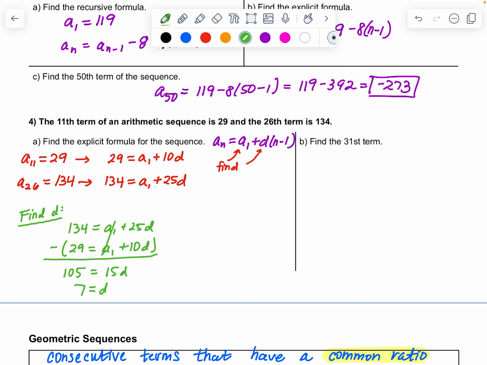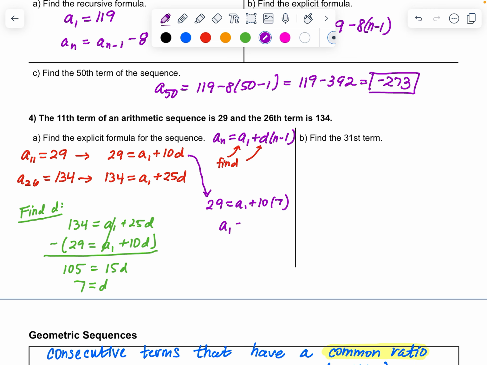So there we go. Once I know that, I can just plug it back into any of these to figure out the first term. To do that, I'm going to take this equation and plug in 7 for d, our common difference. And you get 29 equals a sub 1 plus 70, so a sub 1 comes out to be negative 41.